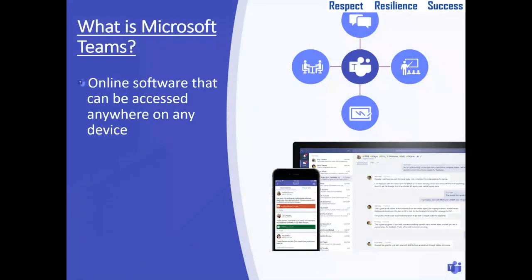So Microsoft Teams is just an online software that can be accessed anywhere on any device. What's brilliant about it is that it can be accessed on anything that has some form of internet access. So that may be a phone with data, it may be an iPad or a tablet, laptop, computer, even smart TVs, Xboxes and PlayStations you can access Microsoft Teams on.